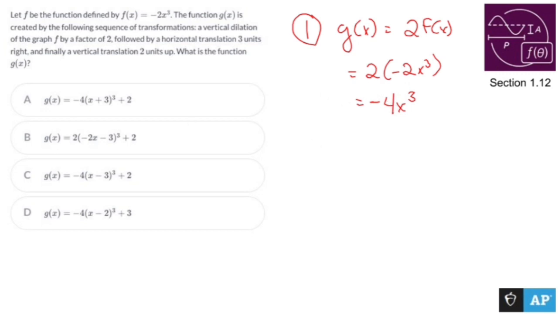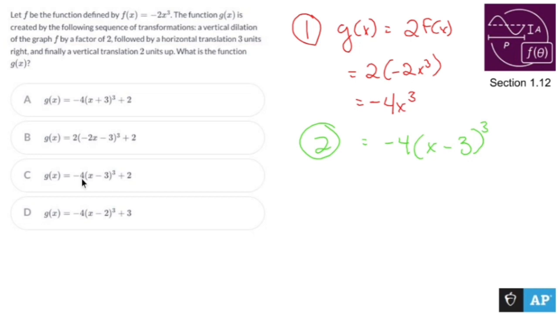Now that's step 1. Step 2 has us taking a horizontal translation 3 units right. When you take something and go 3 units to the right, you open up the parentheses for everything attached to x. And when you deal with horizontal translations, it's backwards land. So 3 to the right is not plus 3. 3 to the right is minus 3. So x minus 3 cubed.